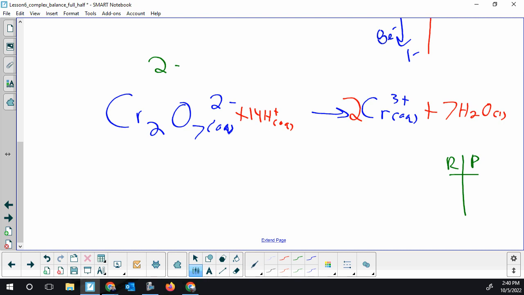2 minus, and then 14+ for the 14 H pluses. So that's +12. On the product side, 2 3 pluses, 6+, and no charge to water. So the high side is the reactant side again. We need that down to +6. So you need 6 electrons.